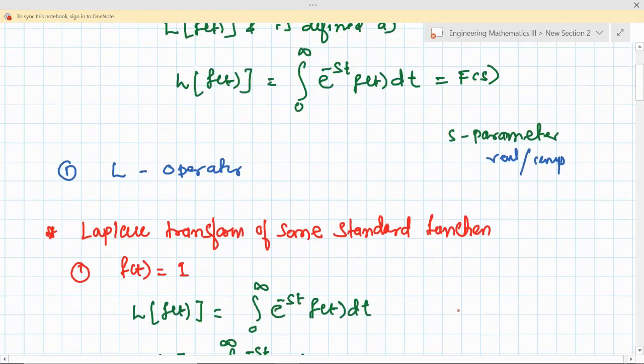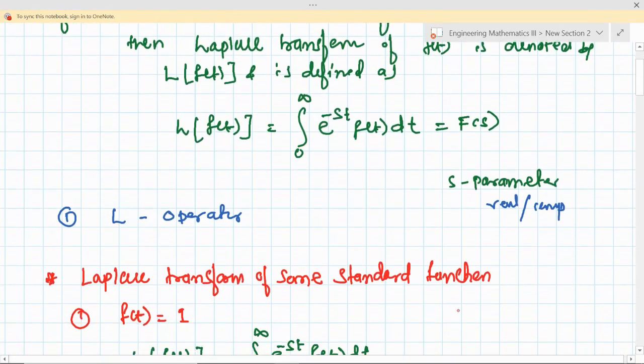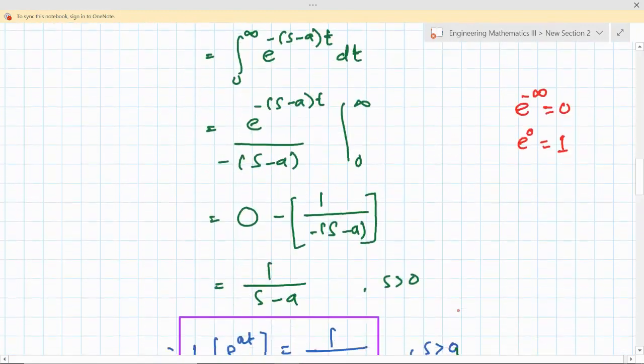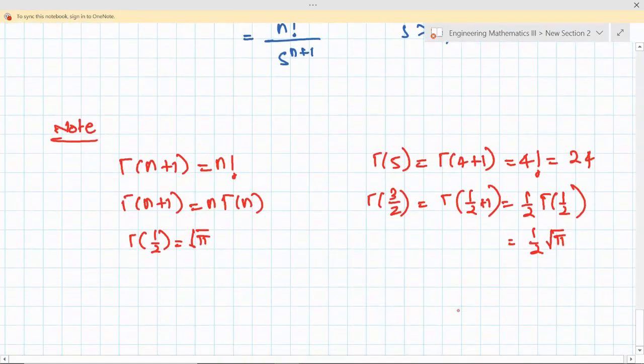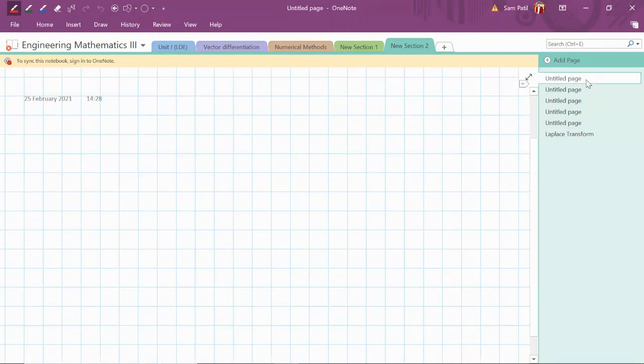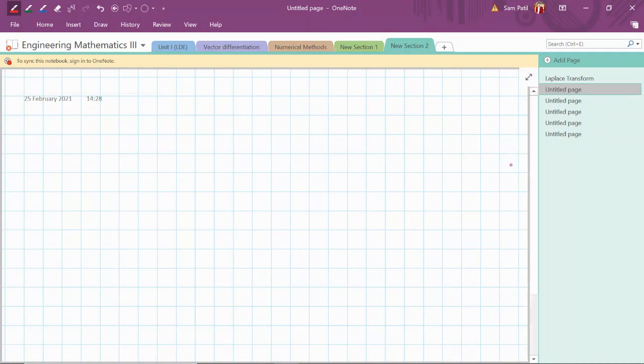Hello students. Now see, in the previous video we have seen the basic definition and Laplace transform of some standard functions. Today we are going to discuss some properties and theorems related to the Laplace transform. What are those basic results and theorems? Let us see them one by one.